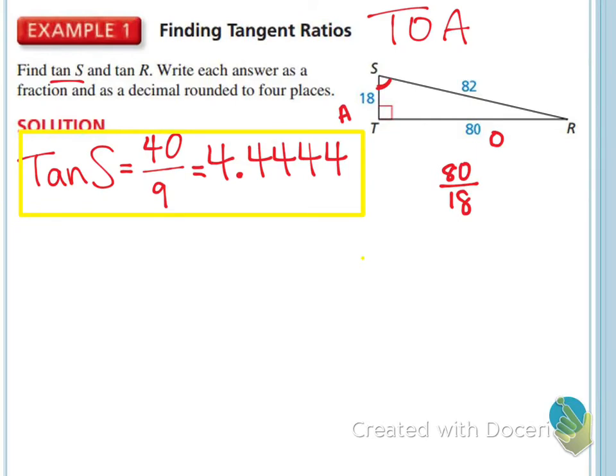You don't have to hit the fraction button, just so you know. You can just type in 40 divided by 9, and that'll work too. Okay, that's tangent from S. Tangent from R.